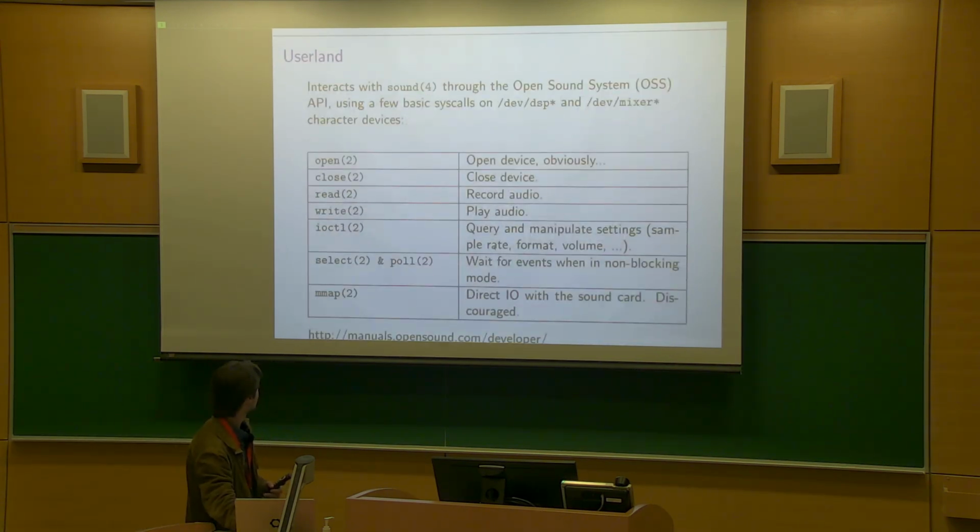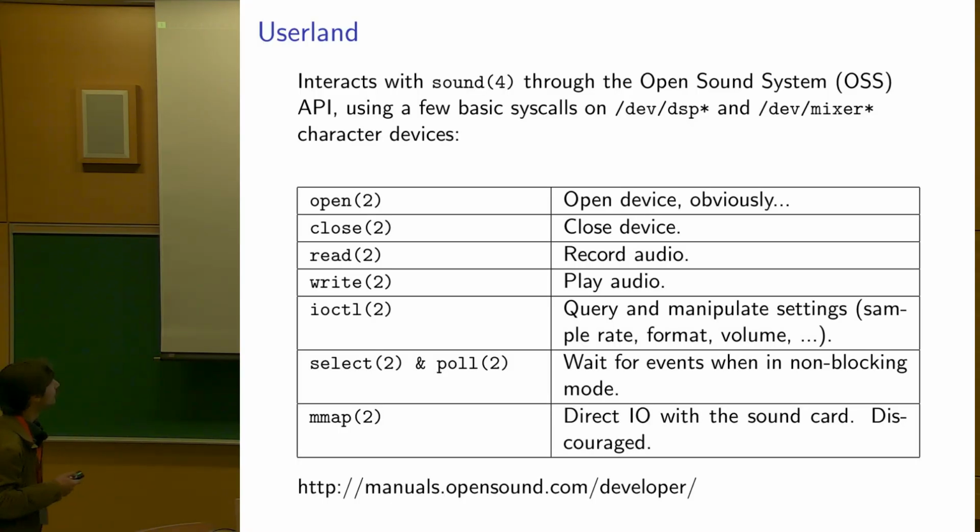So userland, how it works is really simple. You just use basic syscalls, open, close, read, which interact with the Open Sound System, OSS. It's a kind of old API, but it's stable, it works. It has some problems, but if you compare it to ALSA or the Windows API, you'll see that it's really, really more elegant. So these are all the possible syscalls a user program can use to interact with the sound.